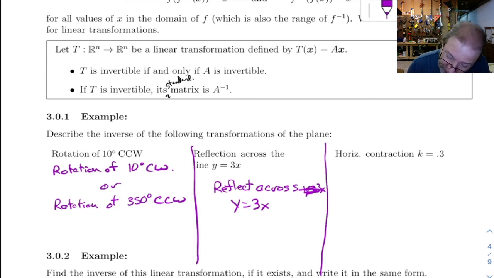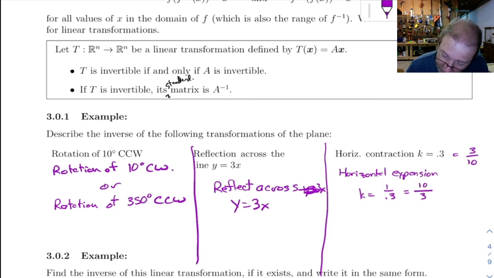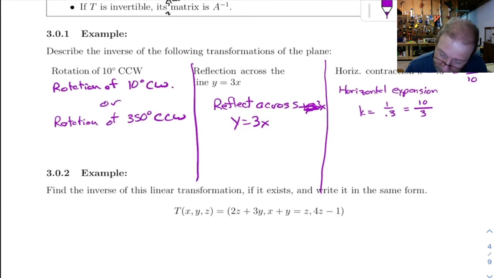And let's see, a horizontal contraction with k equals 0.3. The inverse of that would be a horizontal expansion with k equal to the reciprocal of that, 1 over 0.3. That's kind of an ugly way of writing that, so let's rewrite it. 0.3 is 3/10, so the reciprocal of that would be 10 over 3.